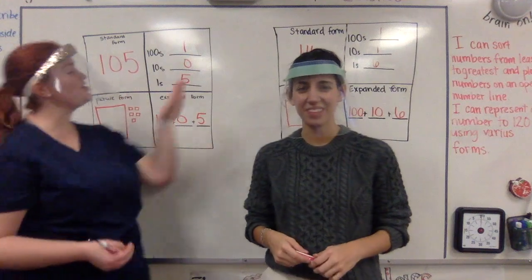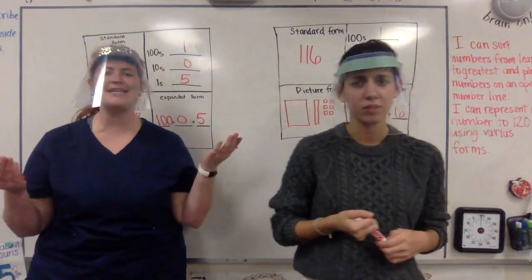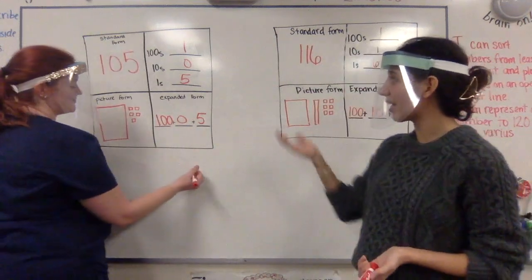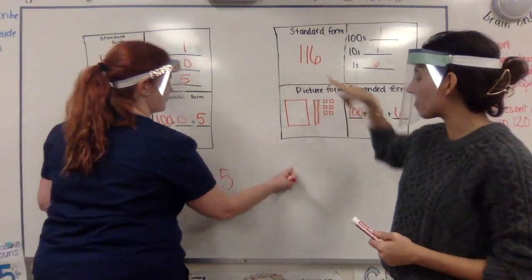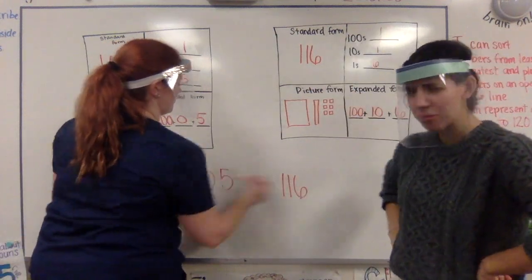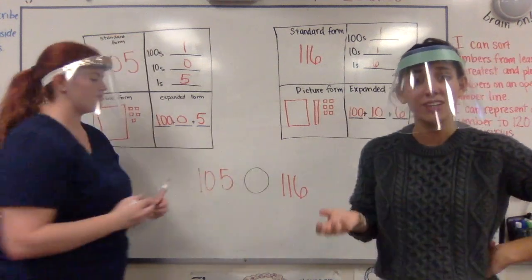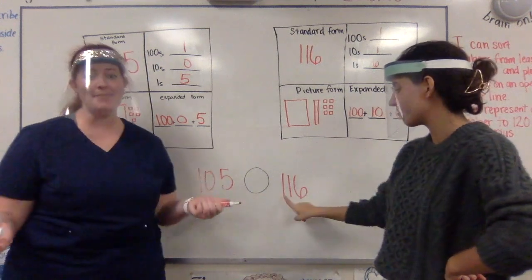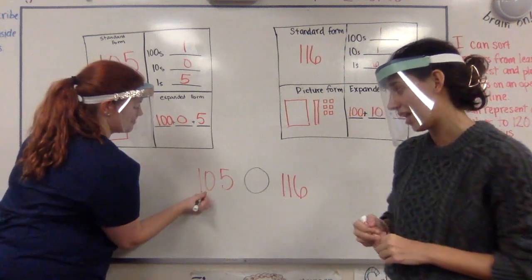So we have our 2 numbers. Miss Lestico, something else in our target says that we need to be able to compare these numbers. That's right. So looking at Miss Lime's number of 105 and my number of 116, I'm wondering which of our numbers is the greater number? Well, we need to start by comparing their numbers in the place value. That's true. So we start in the hundreds place.